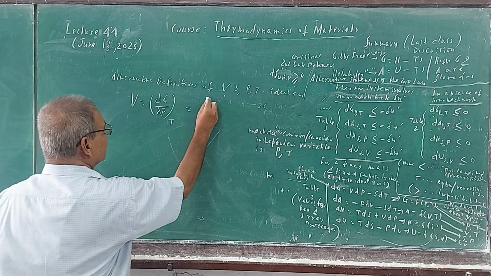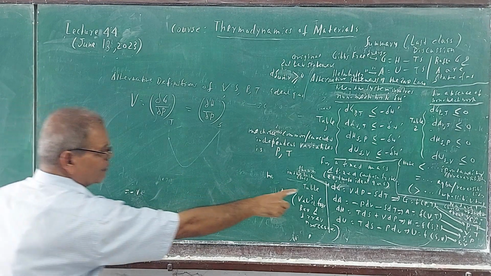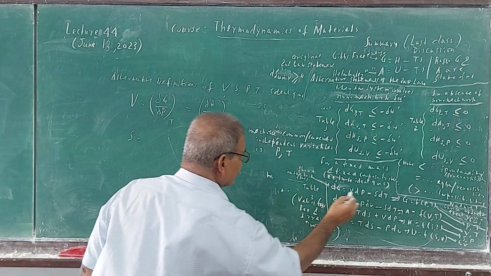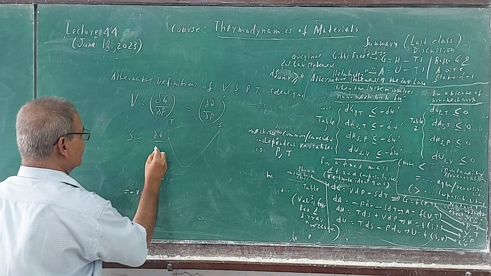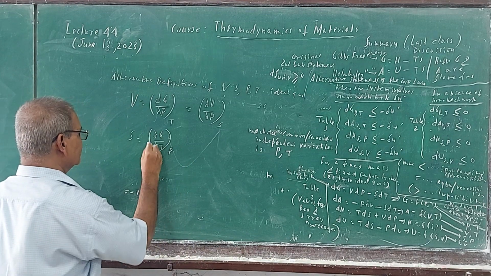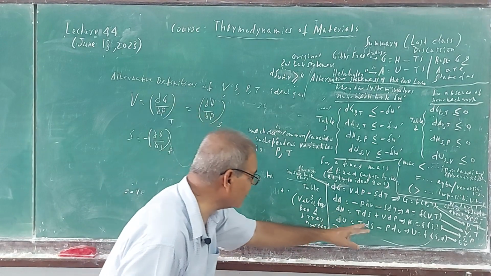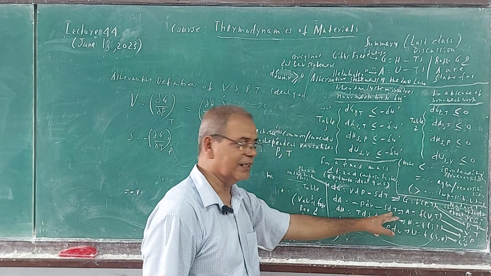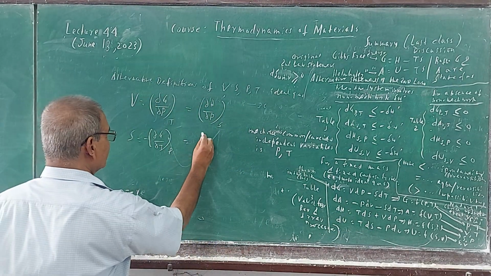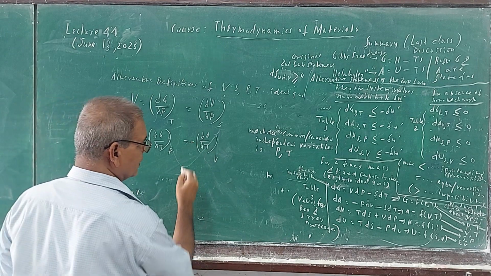This is so easy. Then what? Take the next one, minus S. What is S? S is here: del G by del T under constant pressure, with a negative sign. Take a look from the first one, minus S. And what is minus S again? Del A by del T under constant volume, with a minus sign.